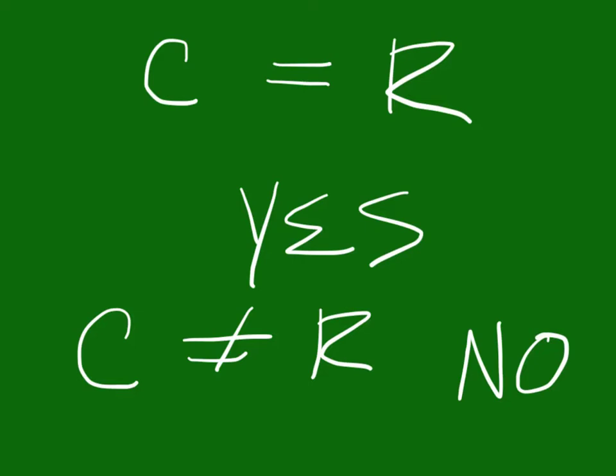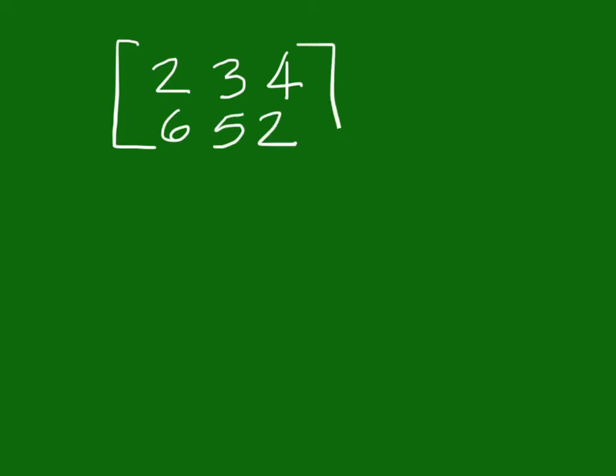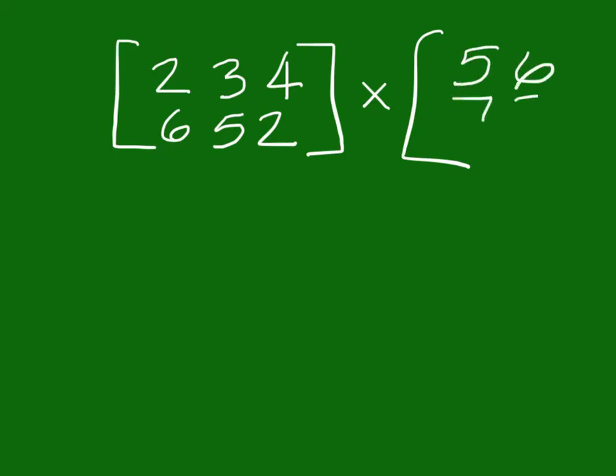And all we'll do for our first examples for this is just answer yes or no. Can it be multiplied or can it not? If it can be, then you have to work it out, right? So on this one, let's say we have 2, 3, 4, and then 6, 5, 2 in the first one. And then for this one, we have 5, 6, 7, 2, 3, 5.